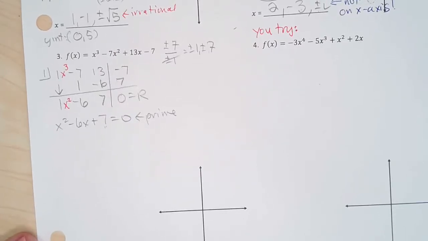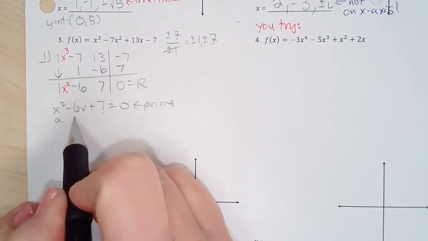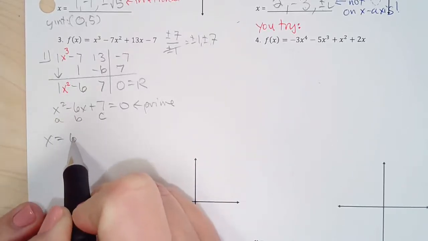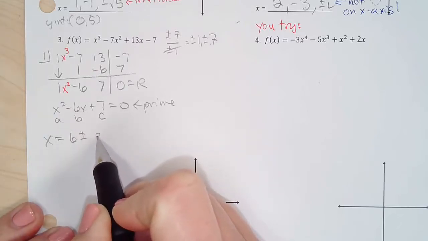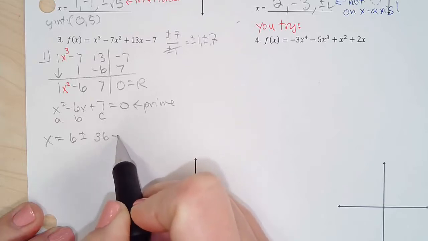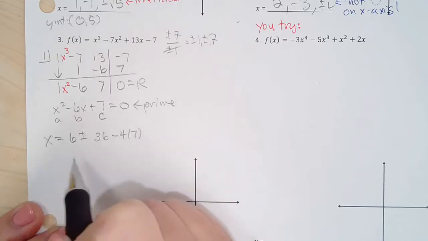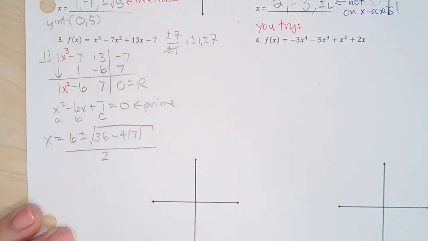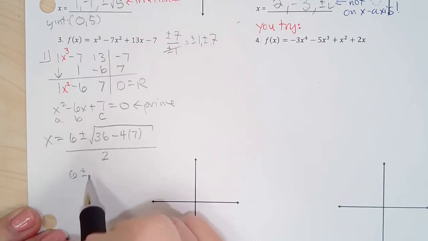So quadratic formula is the opposite of b, so b is negative 6, that's going to be positive 6, plus or minus. B squared is 6 squared, I'm just going to write 36, minus 4 times a is 1, times c, which is 7, that's the square root, all over 2 times a is 1, so we're going to write over 2. Let's see, that is 28, 36 minus 28 is 8.